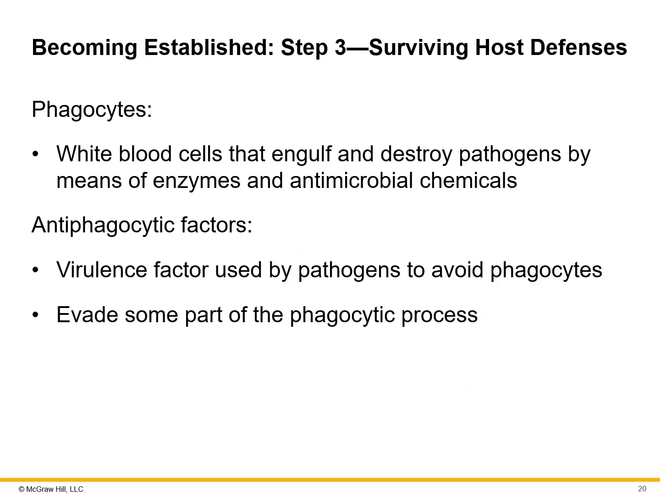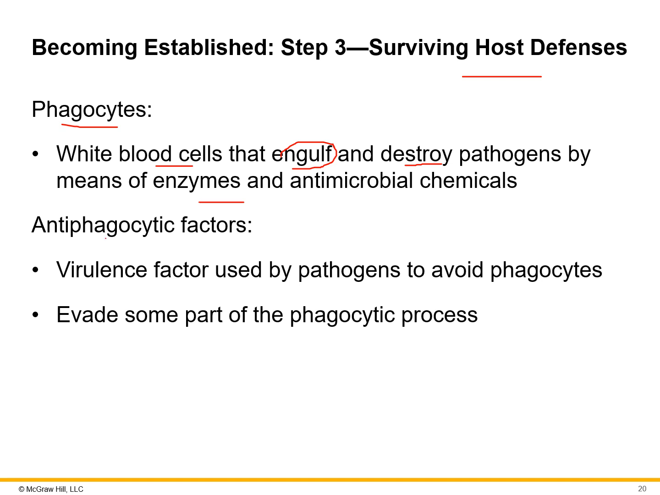All right, now once we've attached, we need to survive the host defense. We talked about phagocytosis, but a phagocyte is a white blood cell, part of our immune system, that engulfs, essentially eats a pathogen, and the purpose is to eat it to destroy it. So it breaks it down with different enzymes and chemicals inside of the cell. It's a way of removing the pathogen from the tissue or from the blood and breaking it down with those enzymes.